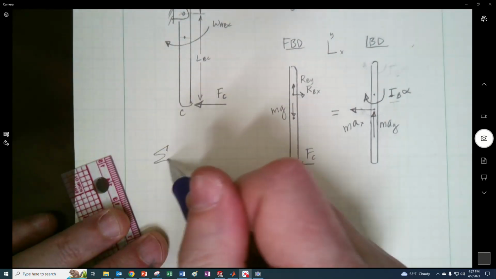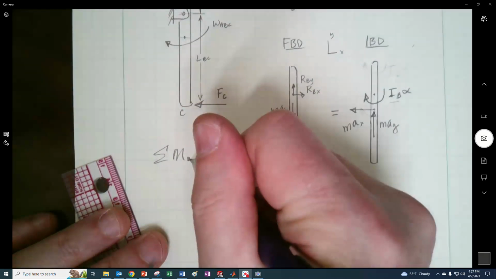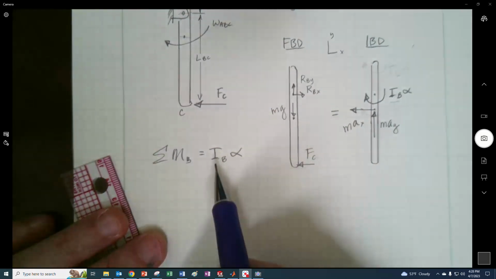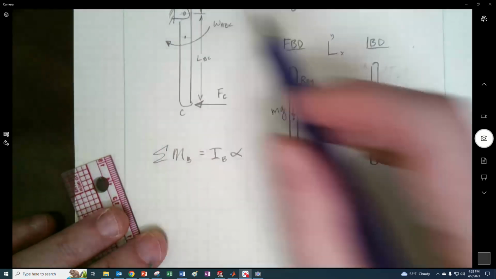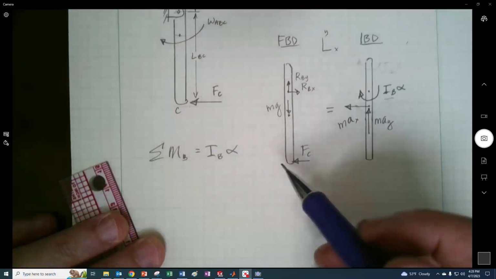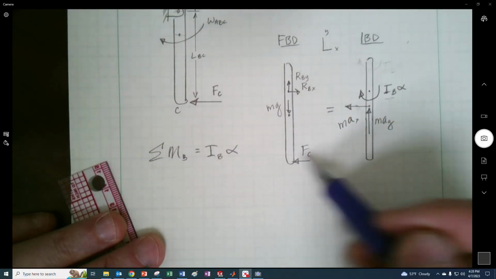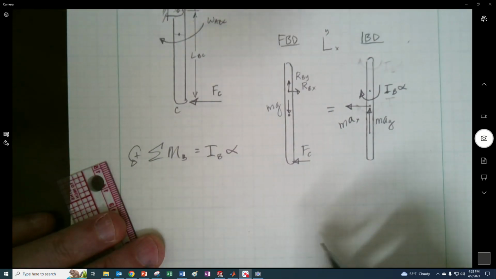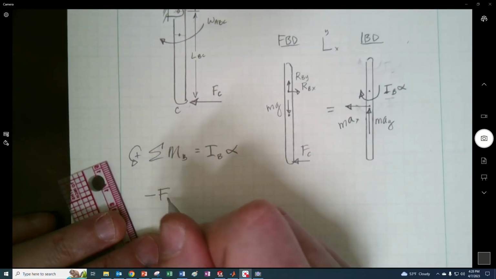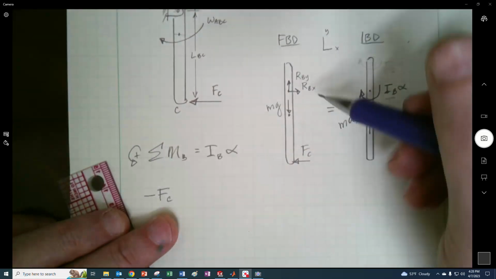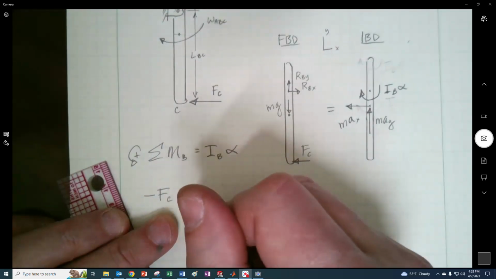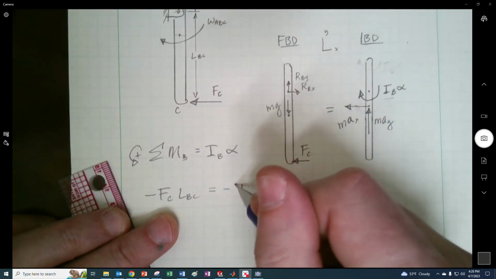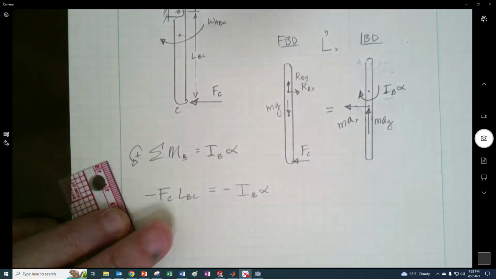So summation of moments, take them about B, is equal to IB alpha. And remember, we can only write this because this is the constrained motion type of problem. And so the only thing we have here, and I'm going to insist on making counterclockwise positive, we have negative FC times the length LBC, and it's going to be equal to, and then negative IB alpha.